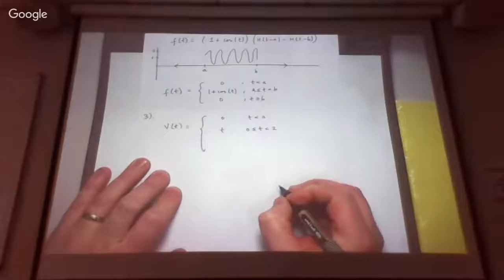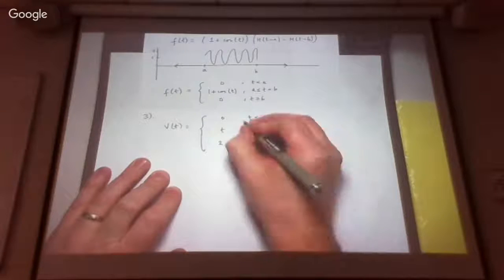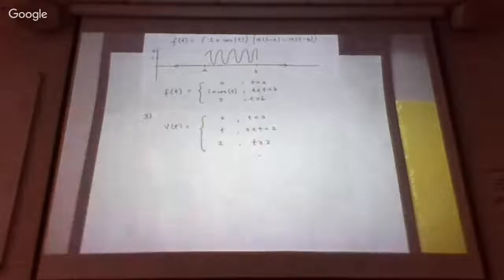0 and 2, and 2 if t is bigger than or equal to 2. Draw a graph of v and find a definition for v not utilizing different places, involving just the Heaviside step function.